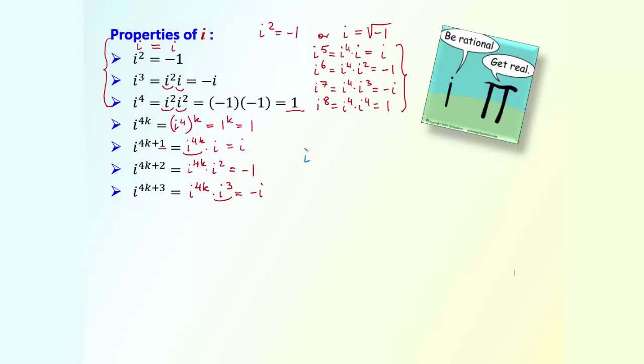For example, if I want to find out what i to the 154 is, it's enough to divide 154 by 4, which turns out to be 38 with remainder 2, and only this remainder will actually contribute to your final answer. So you get rid of any full multiple of 4 in your exponent 154, and you compare it to i to the 2, which is -1. So i to the 154 is actually -1.